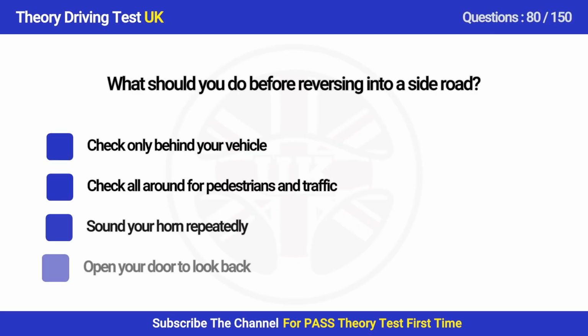Question 80. What should you do before reversing into a side road? A. Check only behind your vehicle. B. Check all around for pedestrians and traffic. C. Sound your horn repeatedly. D. Open your door to look back.